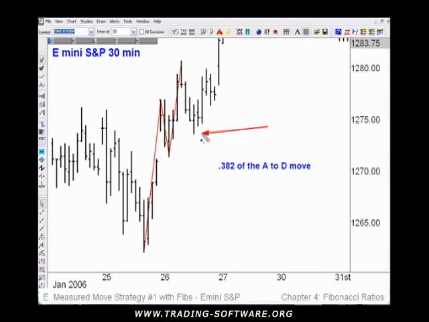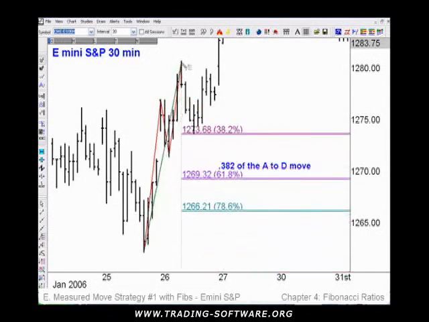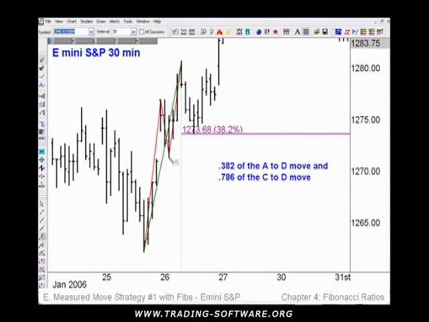Remember, we're trying to catch this low here, and we can pre-calculate using Fibonacci ratios as soon as this pivot got made. In other words, once you see this bar or the next bar, you can pre-calculate where this area ought to be. And it is the 38% of the AD moves to start. And I'll drag it here up to there. And the 78.6% of the C to D move. So let me do that right here. This is the C to D move. And we take the average.